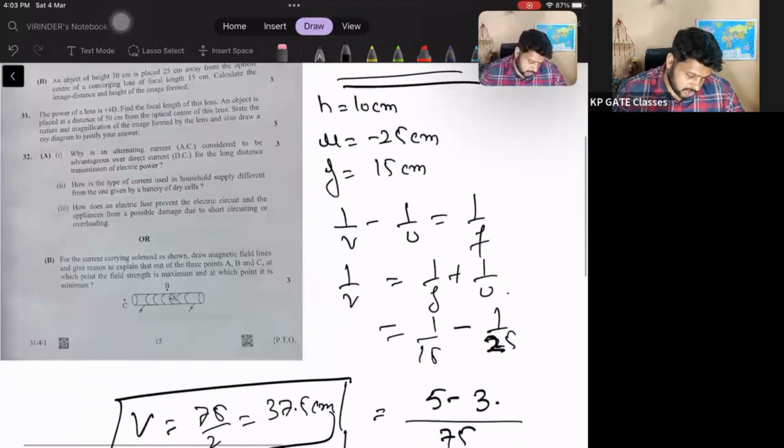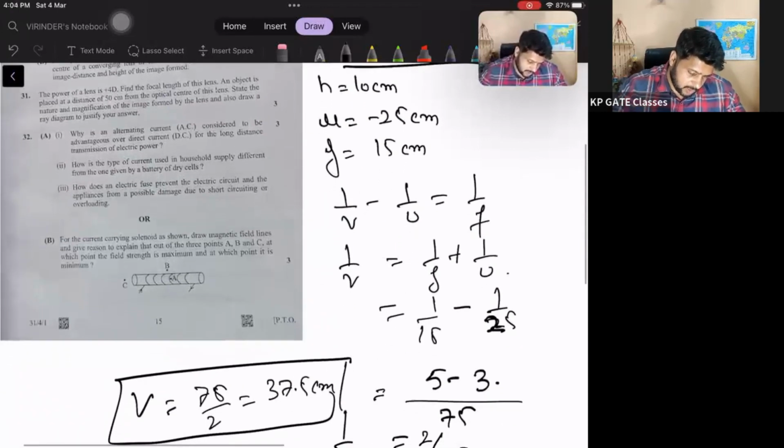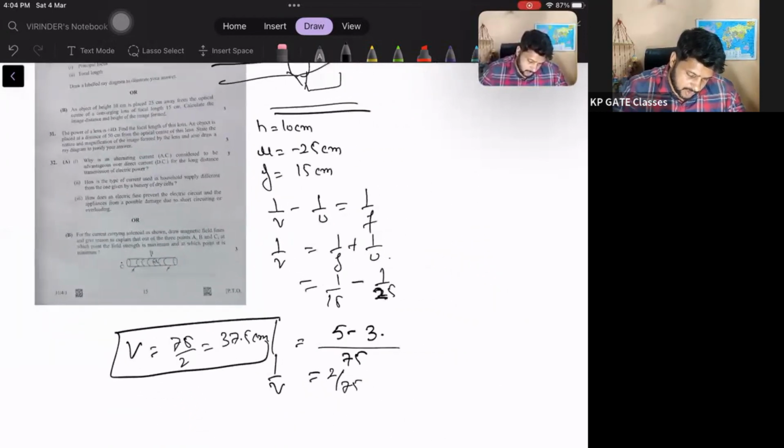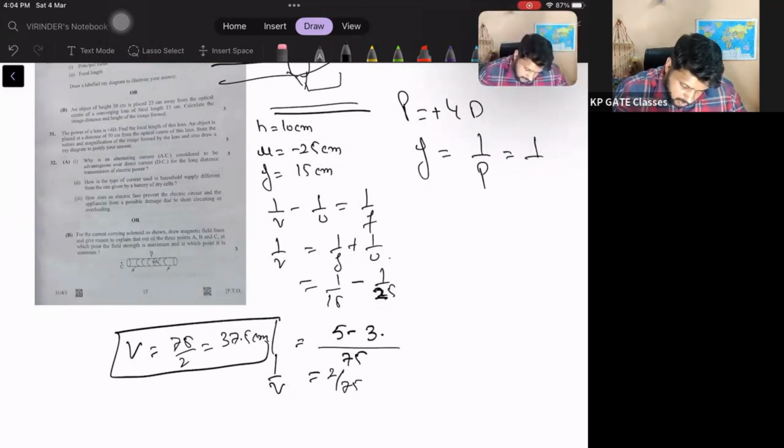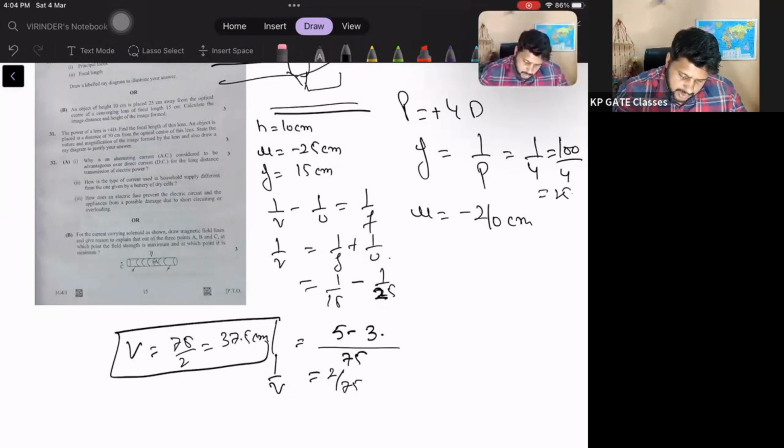Now let's move to question number 31. Here in question number 31, power is given as plus 4 diopter. From power we can calculate the focal length. So focal length is equal to 1 by power, so it will be equal to 1 by 4. Now they have given the object is placed at a distance, so U will be minus 40 centimeter. It is given in meters, so let's convert this one. It will be equal to 25 centimeter. So our focal length here is 25 centimeter.